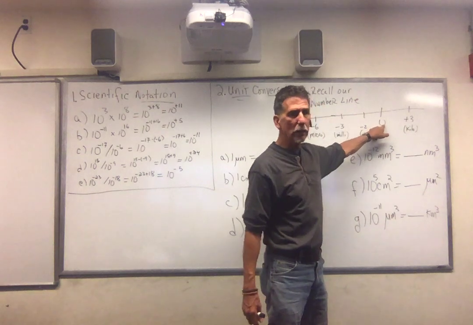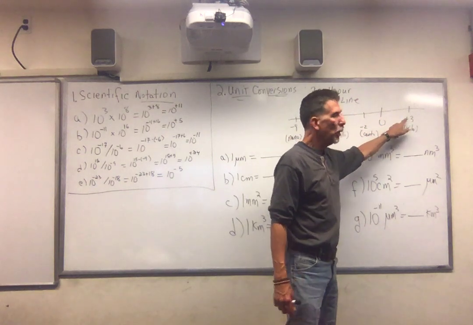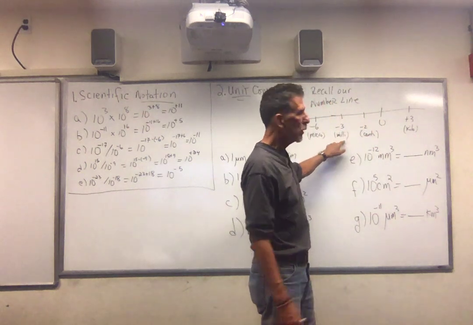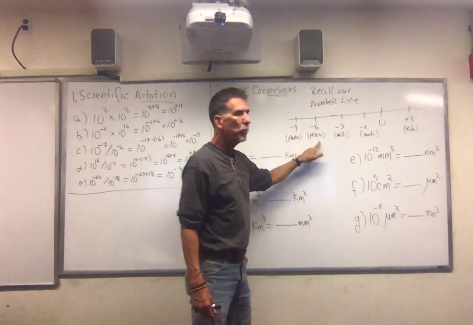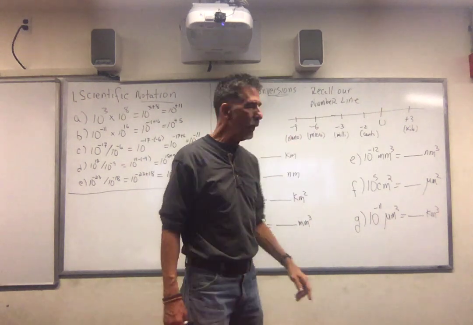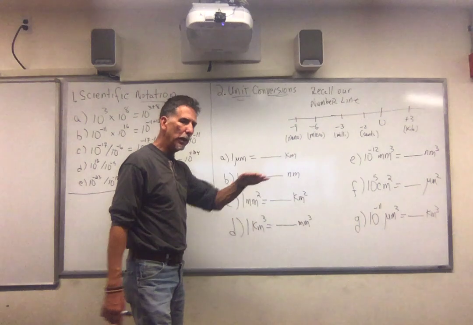0 represents 10 to the 0, which would be 1. Plus 3 is kilo, thousand. Minus 2, centi. Minus 3, milli. Minus 6, micro, millionth. Minus 9, nano, billionth. Okay? So let's do some linear conversions.